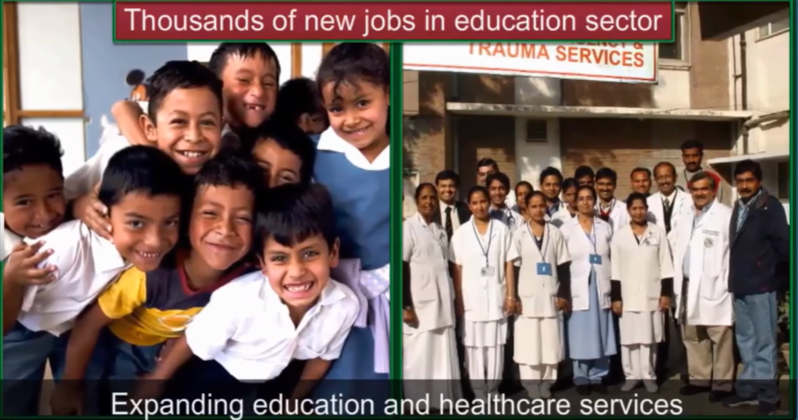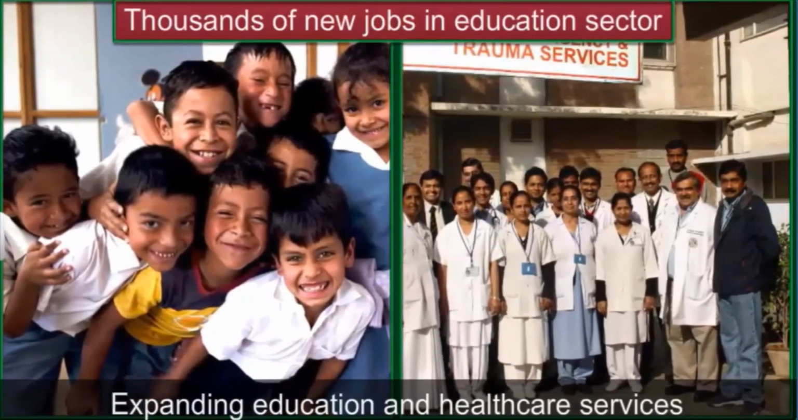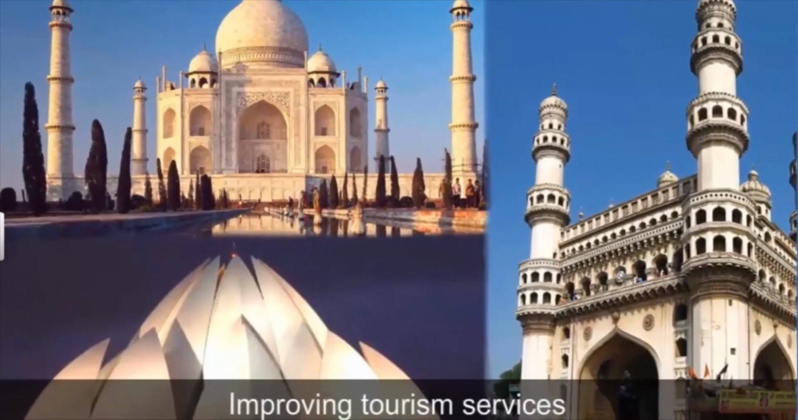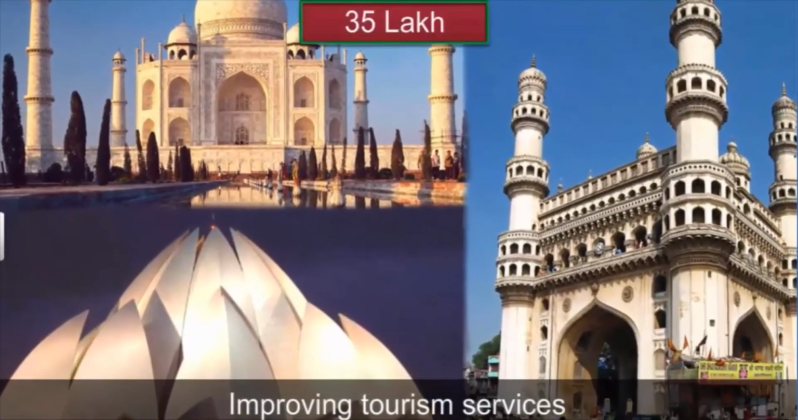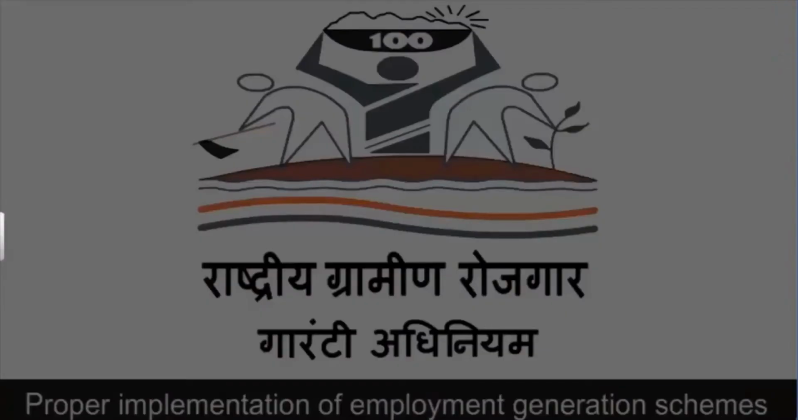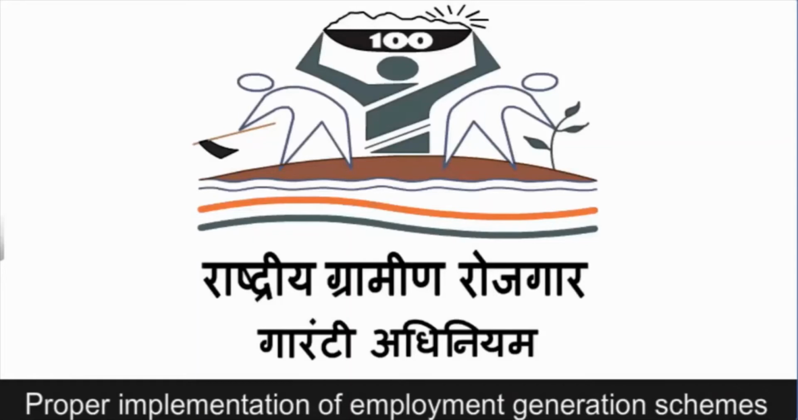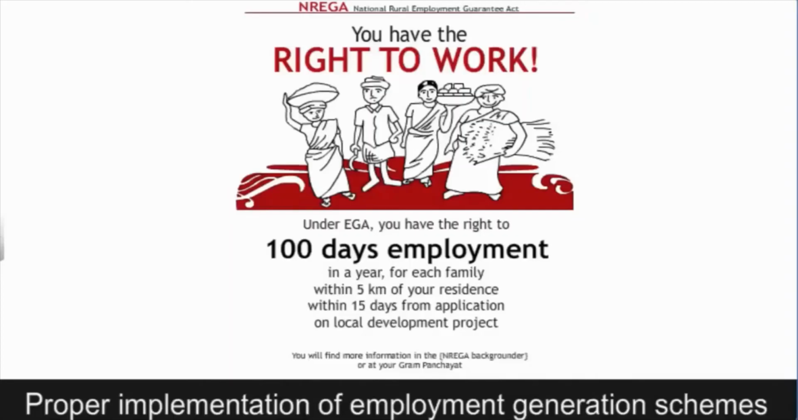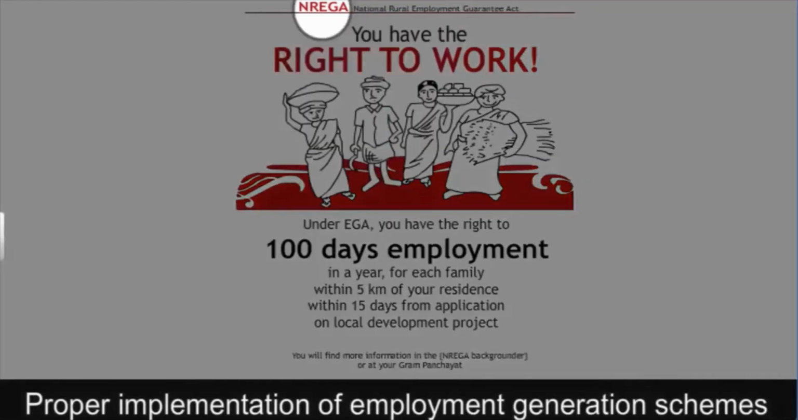Promoting the tourism sector can result in the creation of around 35 lakh more jobs. Proper implementation of employment generation schemes launched by the government is also required to provide more employment to people. The National Rural Employment Guarantee Act is one such scheme launched by the central government in 2005. NREGA guarantees 100 days of employment per year to every person willing to work, or an unemployment allowance if work is not provided.